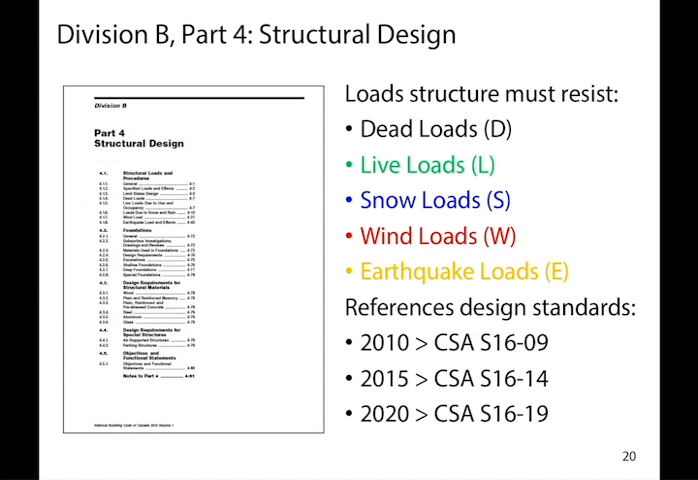Along with the NBCC, there's a part that we care about most in this class compared to others, and that's Part 4 of Division B. And that mandates structural design. If there's something non-residential that requires a structural engineer, the structural engineer has to make sure that the building is going to meet Part 4. Part 4 tells us how to calculate dead loads, live loads, wind loads, snow loads, and earthquake loads. And we'll talk about most of those throughout the course.